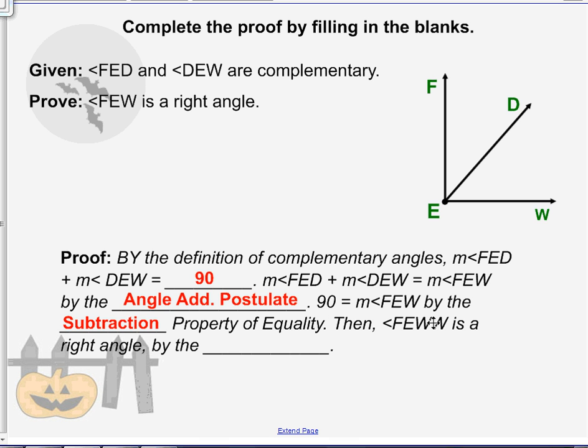Then angle FEW, sorry, typo, is a right angle because of the definition of a right angle. And the definition of a right angle states that it's 90 degrees. So by that definition, we can prove that angle FEW is in fact a right angle. Alright, so tomorrow we're going to be working a lot on these proofs and with these theorems. So please let me know if you have any questions.